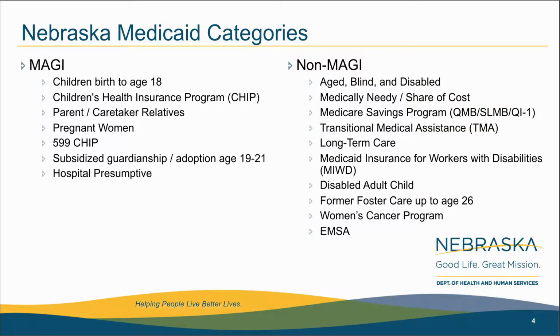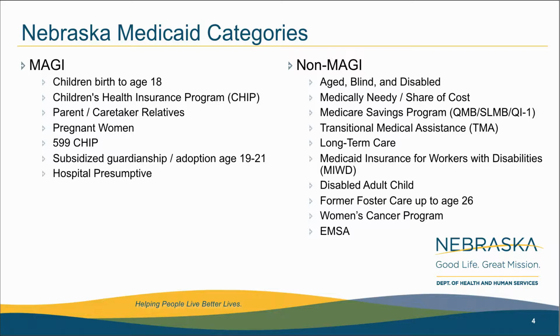Parent, caretaker, relatives. Again, if parents have bio children in the household, dependent children, they're eligible for Medicaid as well. 599 CHIP is the program that covers the unborn child within the state. And that's for women that are ineligible for any type of other coverage based on immigration or other status.